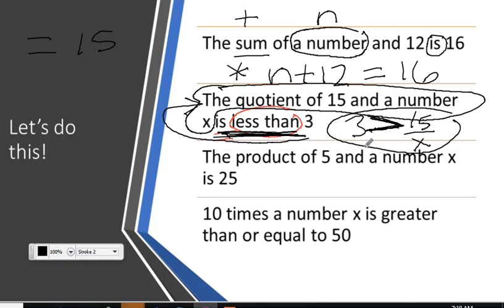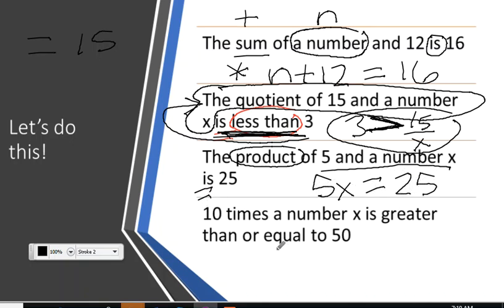The next one, the product of 5 and a number x is 25. So product means multiplication. So we're doing the product of 5 and a number x. And then is, that's our equals, 25. Okay, let's go ahead and look at the next one.